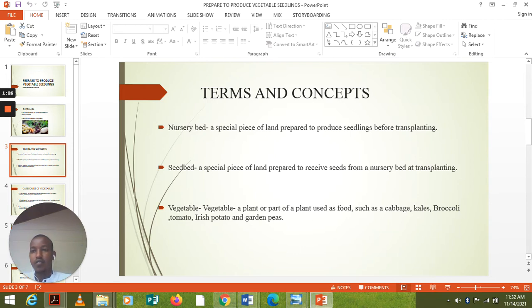It usually measures between 1 meter in width and any meters convenient in length. Hii inamaanisha nini? Width ni 1 meter and the length ni inaweza kuwa hadi 20 meters, 30 meters, 40 or more.